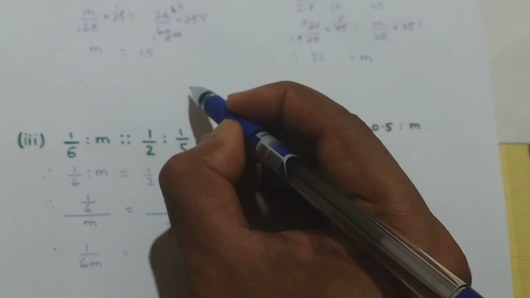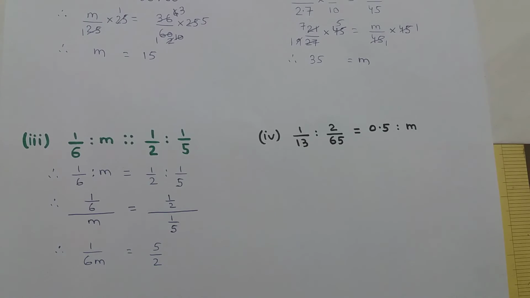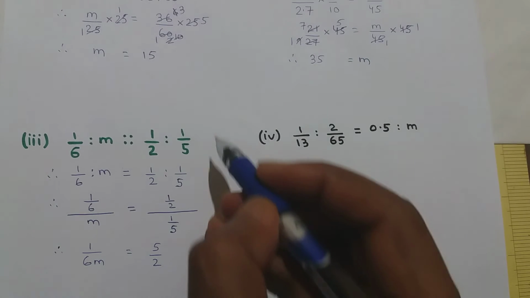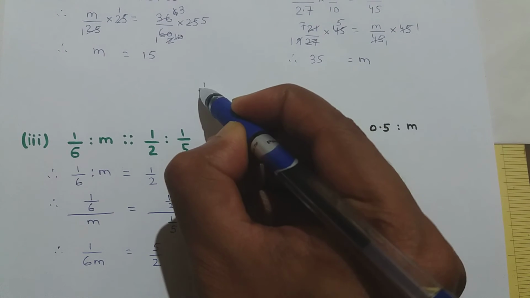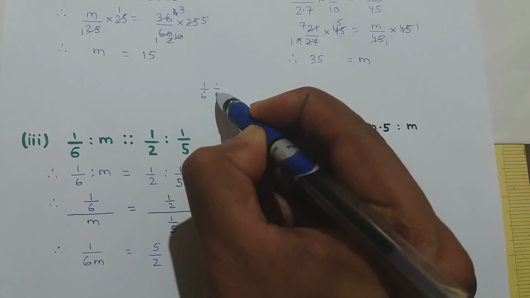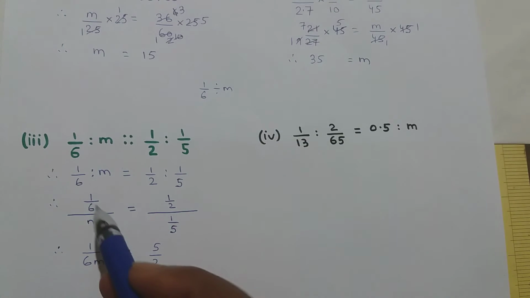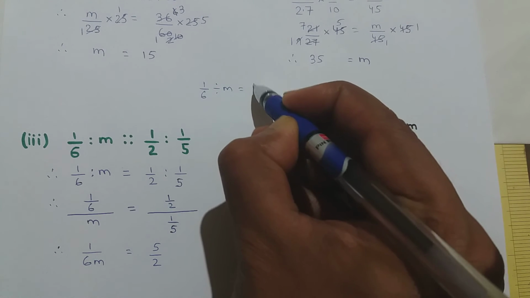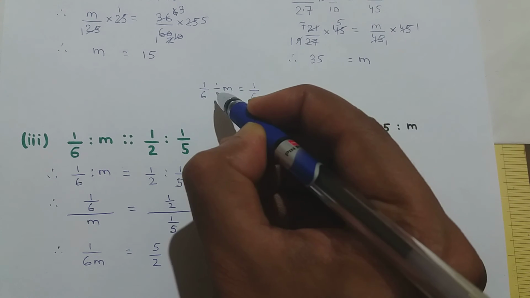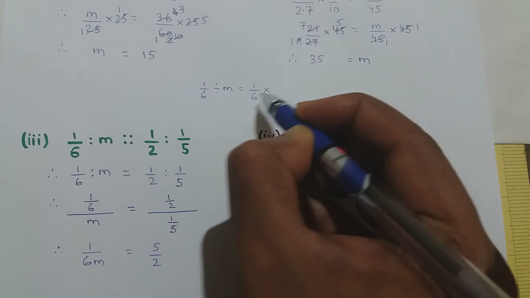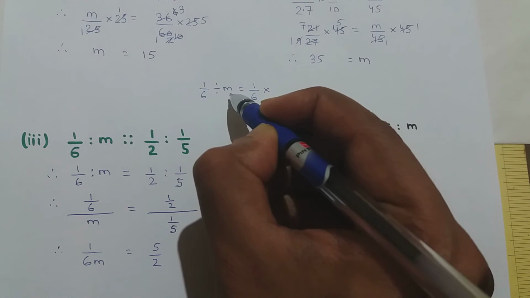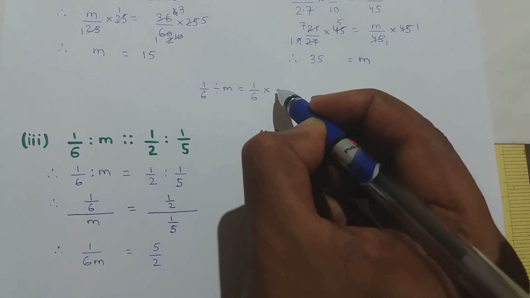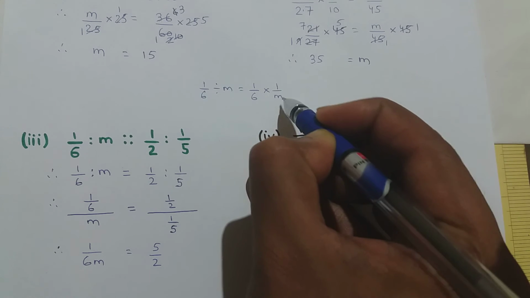So let me sharpen the video. So we have 1 upon 6 divided by m. Now this I can write as 1 upon 6 into, and I have to take the reciprocal of this. So the reciprocal of m is 1 upon m.